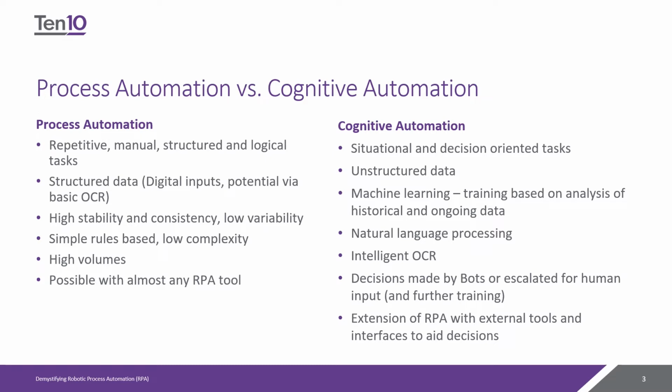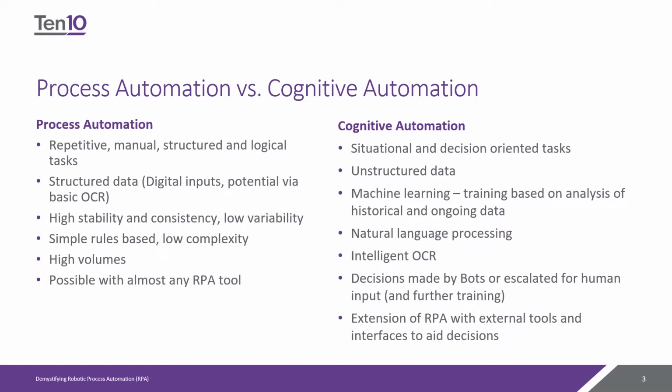On the left is process automation, which at its core is the bread and butter of RPA implementation and allows for the automation of repetitive, manual and structured logical tasks quickly and effectively. We would expect these processes to use structured data that already exists in a machine-readable format, such as standardized spreadsheets, databases, or templated PDF files, such as invoices.